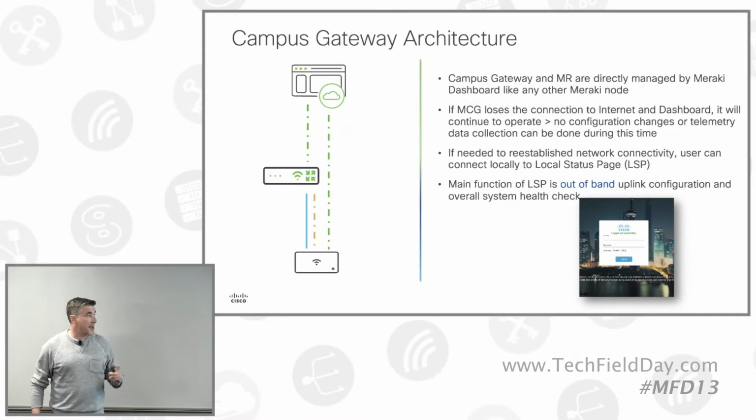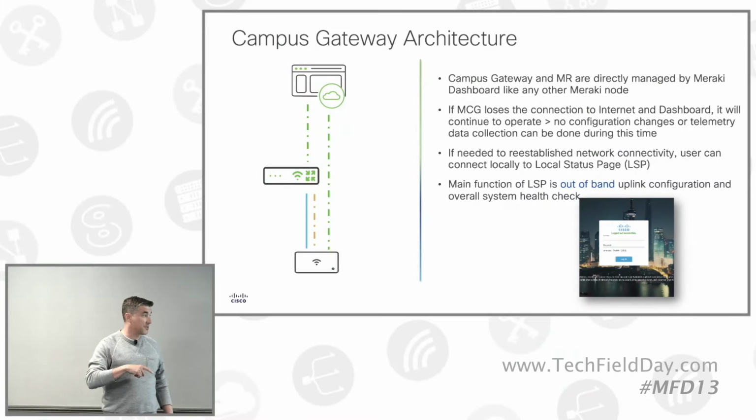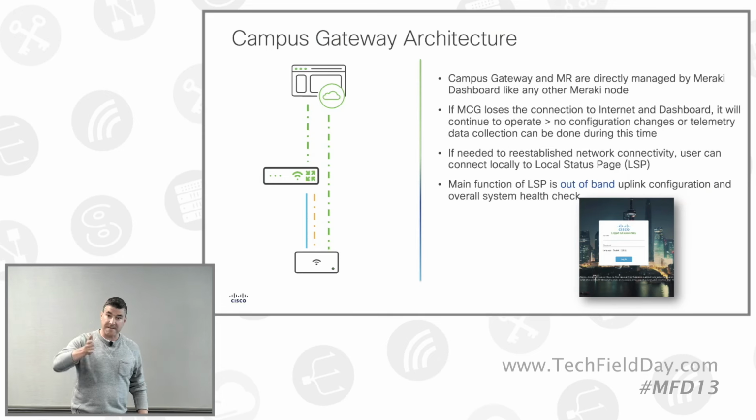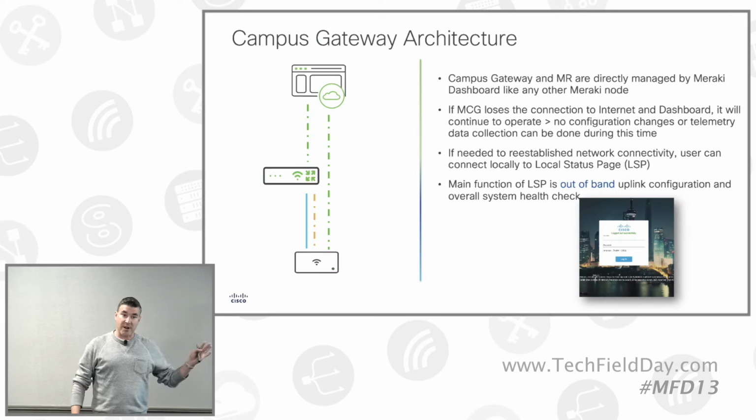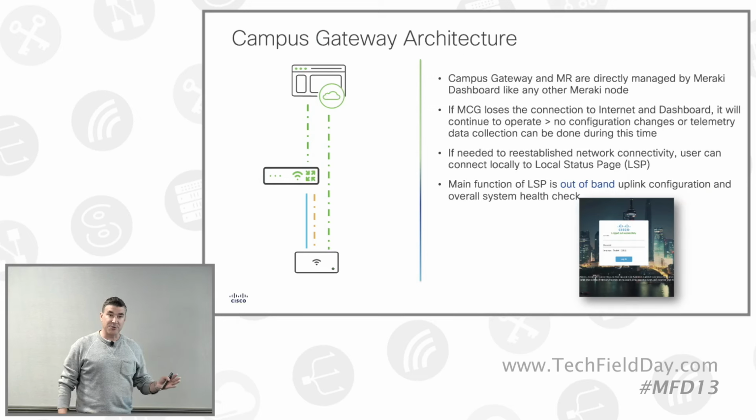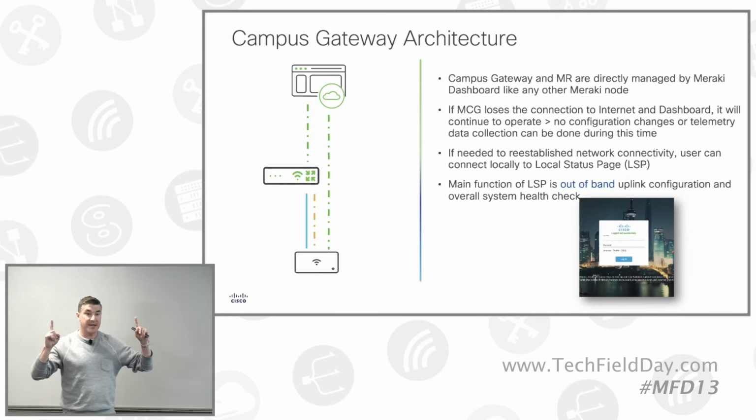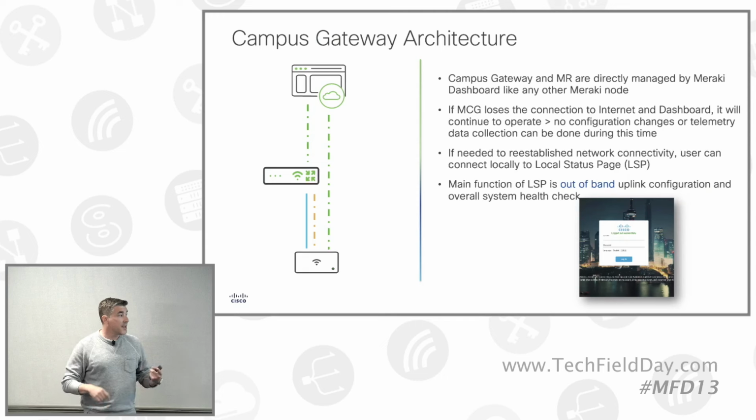Cool. So I think I mentioned this earlier. Campus Gateway and MRs are directly managed by Dashboard, right? So that's a big difference here. All their firmware and all their config is generated independent of each other. You don't have to go through the Campus Gateway for an AP to get its config, for it to do RRM or any of that sort of stuff. So they're maintaining their own separate tunnel connections. If it loses connectivity to the internet, it'll continue to operate, but you just won't have telemetry or config at that time.